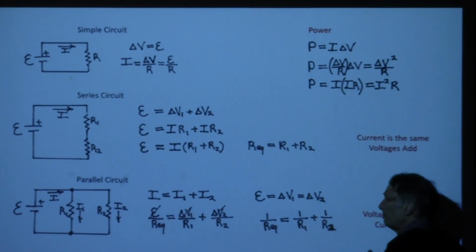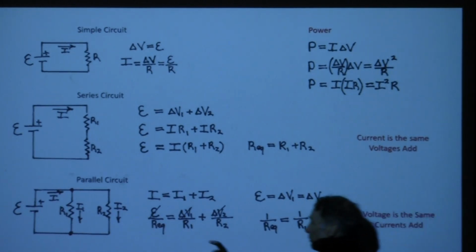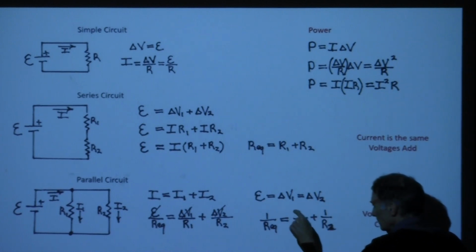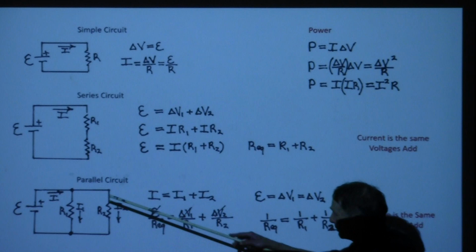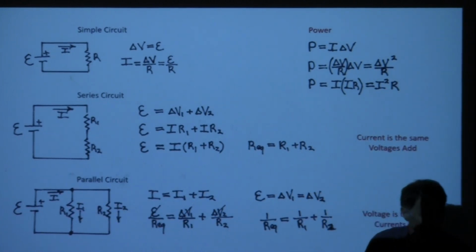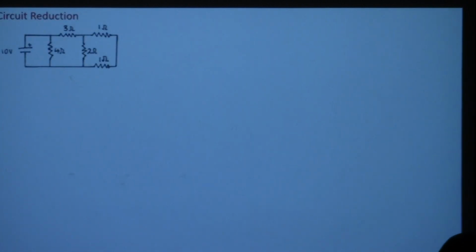So the idea of a parallel circuit is that the voltage has to be the same across both of these, and the currents will have to add up. So there is a split in the current. They have separate currents, and they more or less operate independently. So hopefully you got that down.